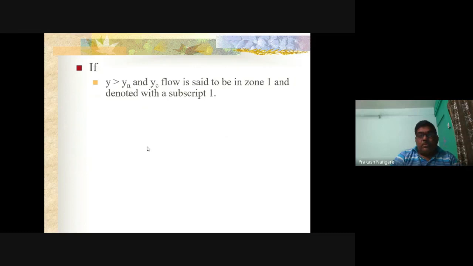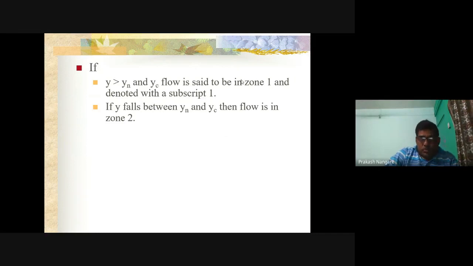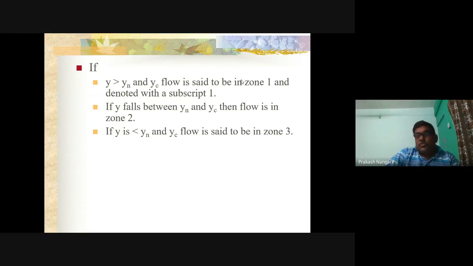According to that, you have to determine this: if y is greater than yn and yc, flow is said to be in zone 1 and denoted with a subscript 1. So if the depth of the flow lies in the first zone, it is greater than the normal depth, then you call it zone 1. Then if y falls between yn and yc, then flow is in zone 2. And if y is less than yn and yc, flow is said to be in zone 3. So according to the actual depth of the flow, there are three categories: zone 1, zone 2 and zone 3.